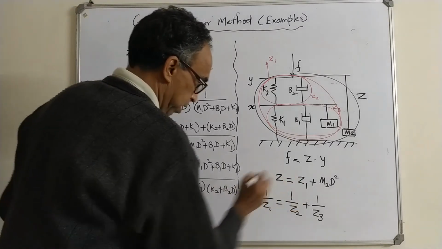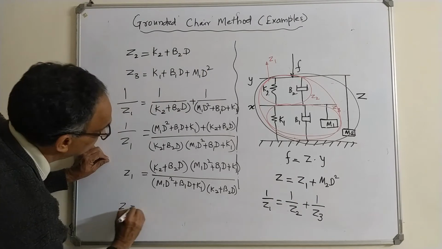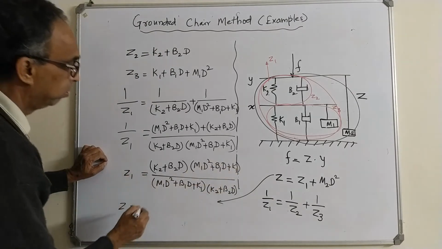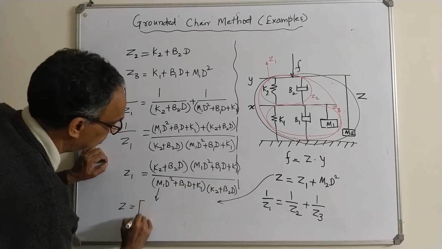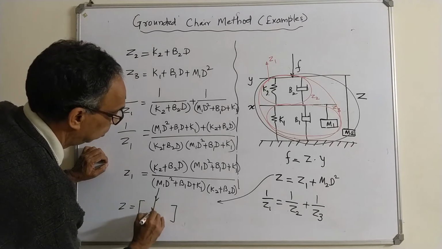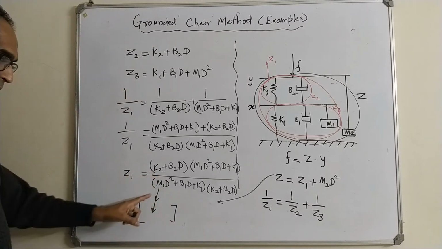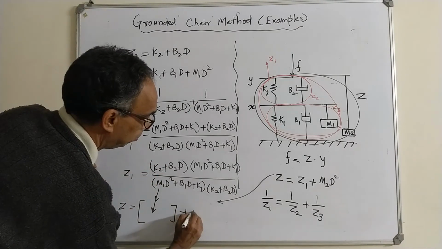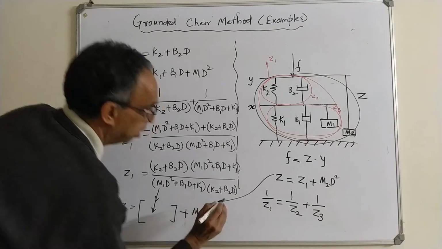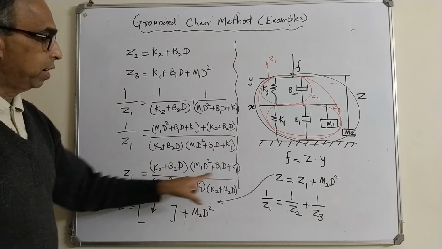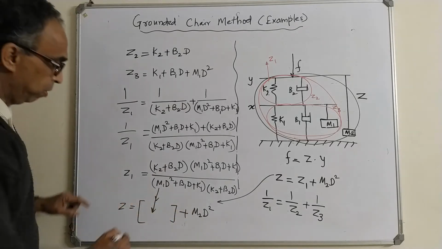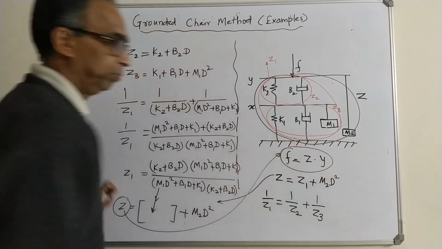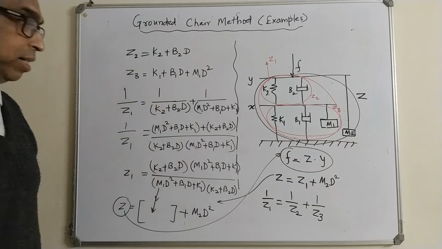Now Z1, if I put it here, I get Z. Z will be equal to this Z1, so this entire bracket I put here. Just to reduce the complication, I am not writing it. The entire thing I keep here as Z1 plus M2D square. So this entire thing plus M2D square is Z. Now if I substitute this Z value here, I get the relationship between F and Y. This is one of the questions that is asked.